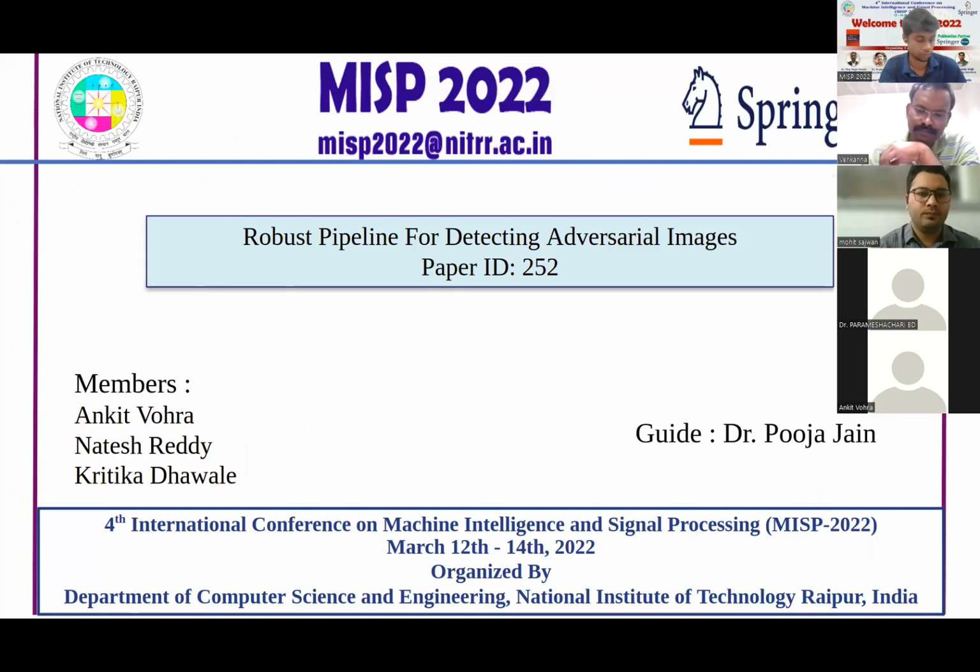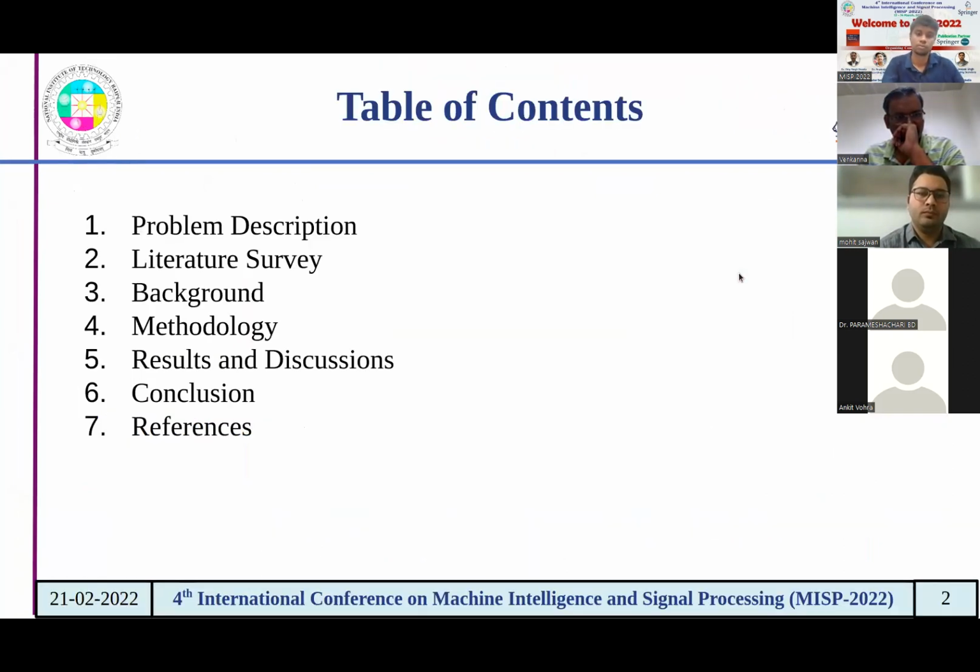Good afternoon, everyone. The paper title which we are going to present is Robust Pipeline for Detecting Adversarial Images. We are a group of three authors working on this, guided by Professor Dr. Pooja Jain from IIIT Nagpur. I'll cover the following topics in the presentation.